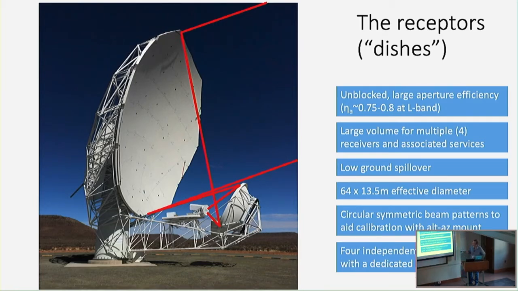So this design is, again, carefully chosen to provide the best sensitivity. So you get very low ground spillover. You get a very nicely circular symmetric beam. And that's important because this is an alt-az mount. So as you're tracking a source across the sky, the source will rotate. So if it's circular symmetric, then it simplifies the calibration as that source rotates.